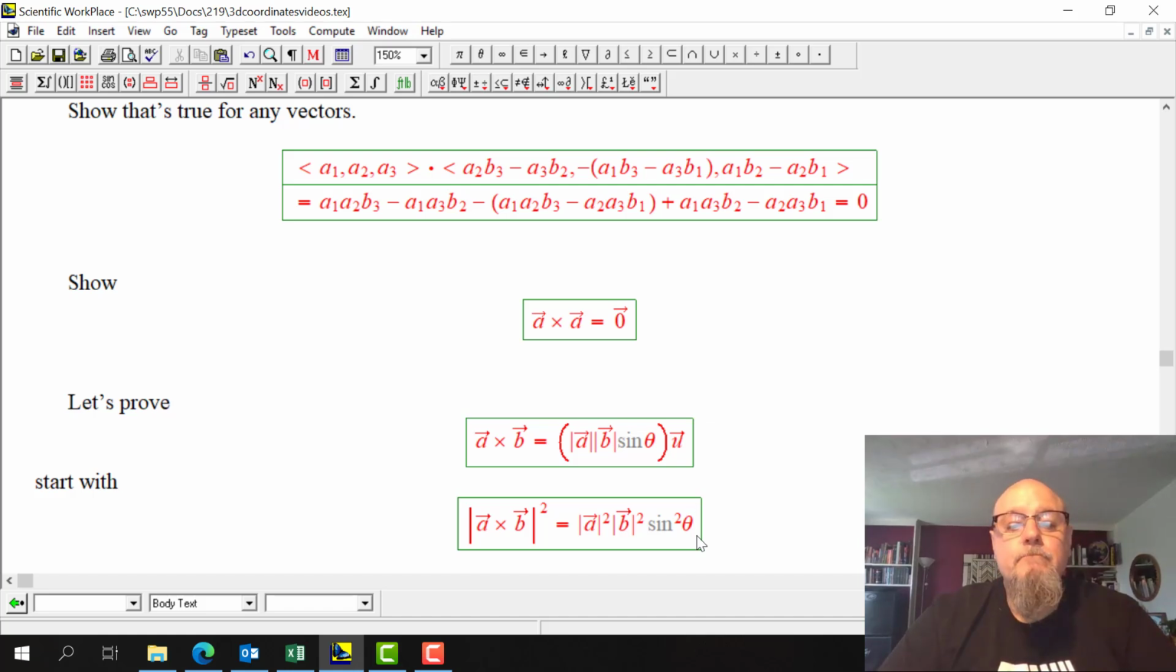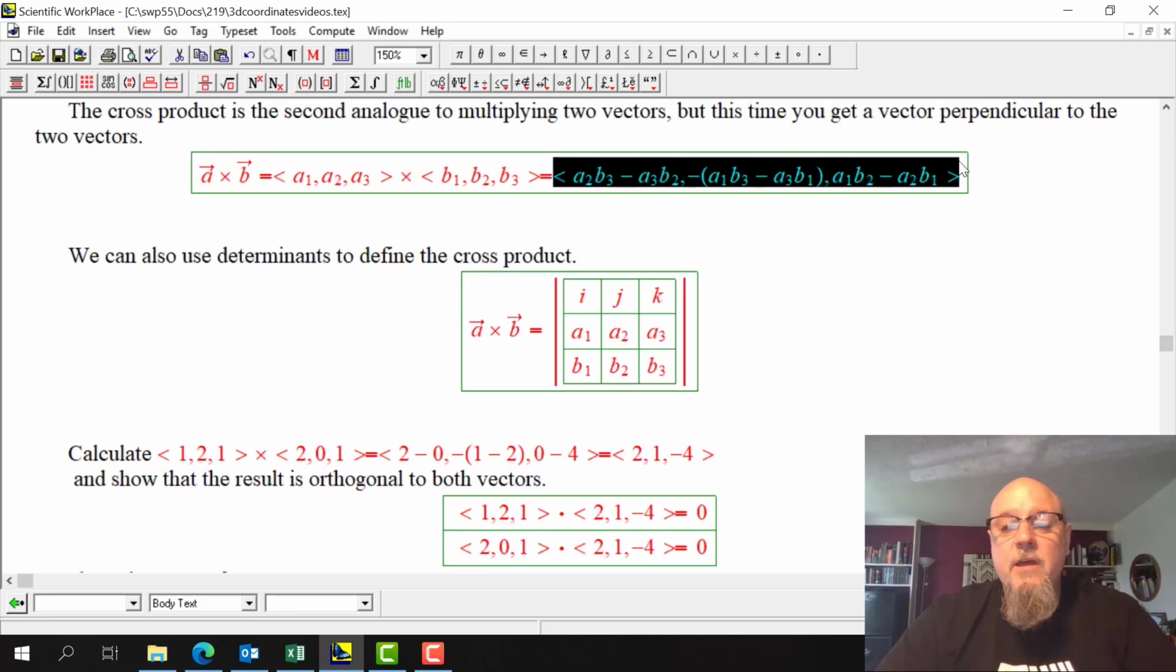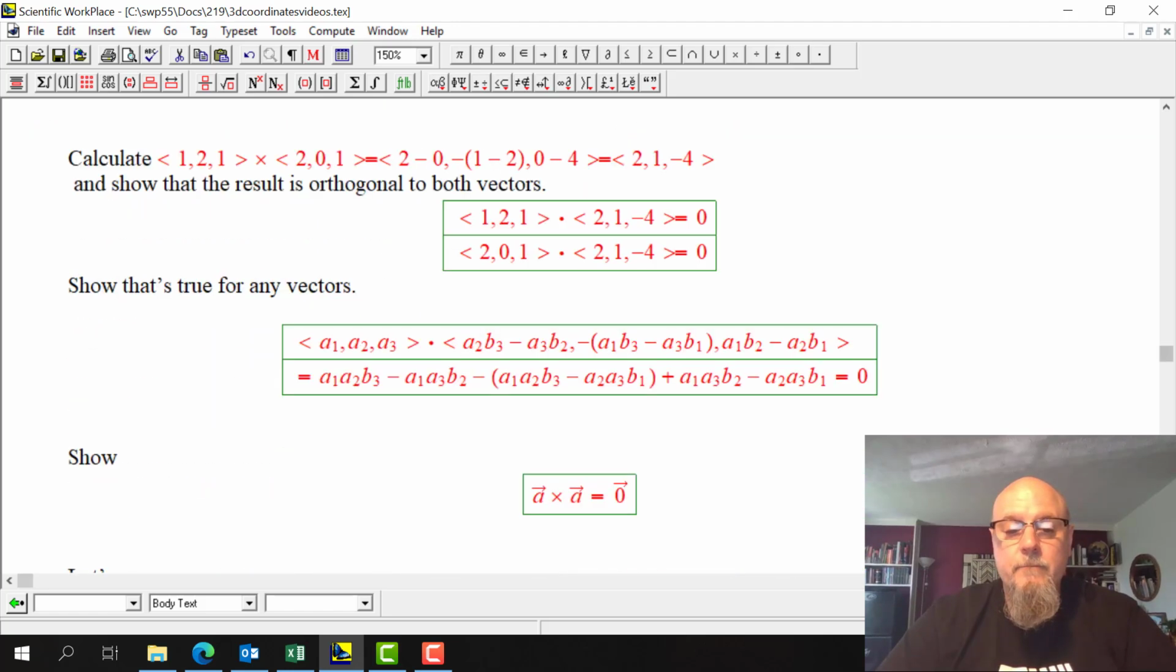Now, this is going to get algebraically ugly. It's going to require a lot of brute force. Let's go up here and grab our definition of A cross B, component-wise.